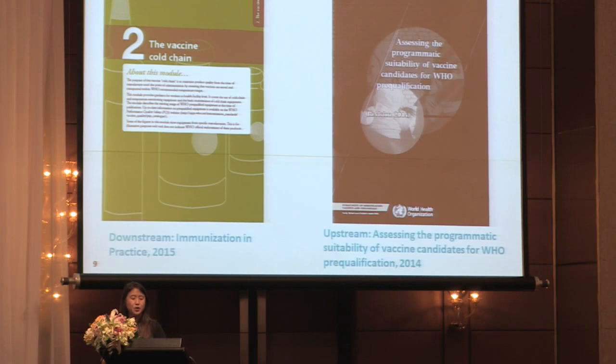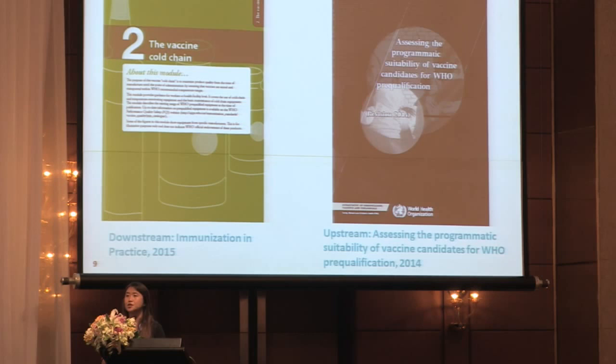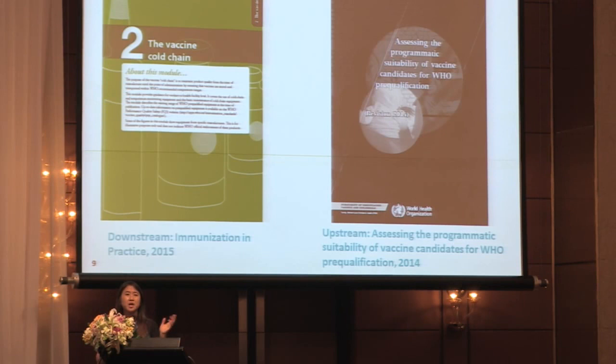On the upstream side, we've also recently revised our document called Assessing the Programmatic Suitability of Vaccine Candidates for WHO Pre-Qualification. This is the PSPQ, we call it, and this is essentially to work upstream with manufacturers, to signal the types of vaccine presentations that would be most desirable to be used in EPI. For instance, to signal that we would like vaccines that are liquid rather than lyophilized, or that we prefer vaccines that are more thermostable, so preferably kept at 2 to 8 rather than -15, et cetera. This is not seen as well in the field, it's not as visible, but it's work that goes on upstream to make sure the vaccines you receive at the end of the line can be handled and managed with the least challenge possible.